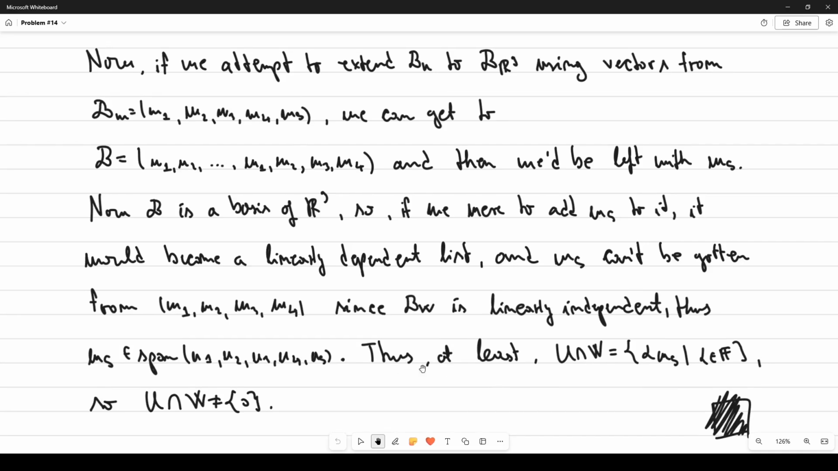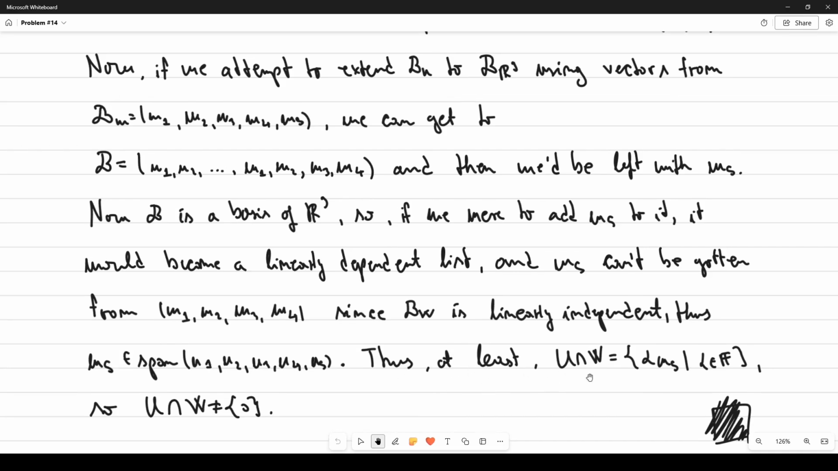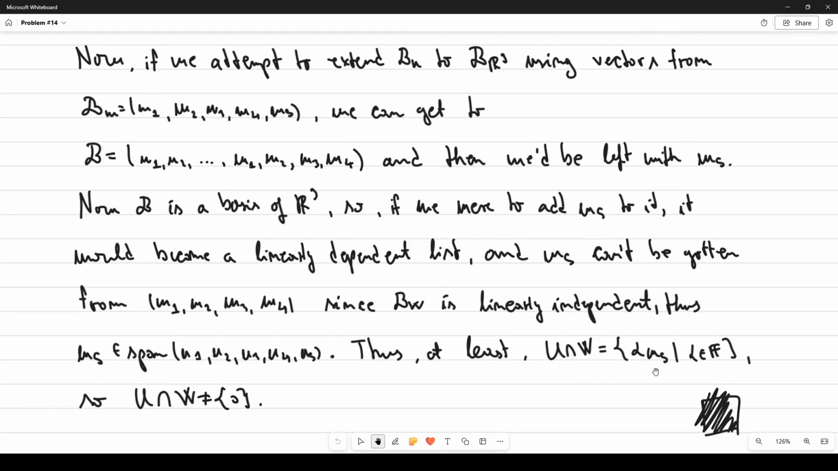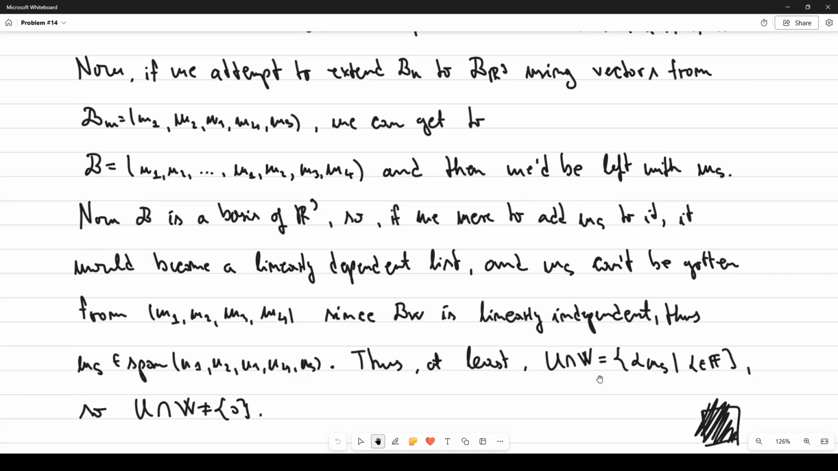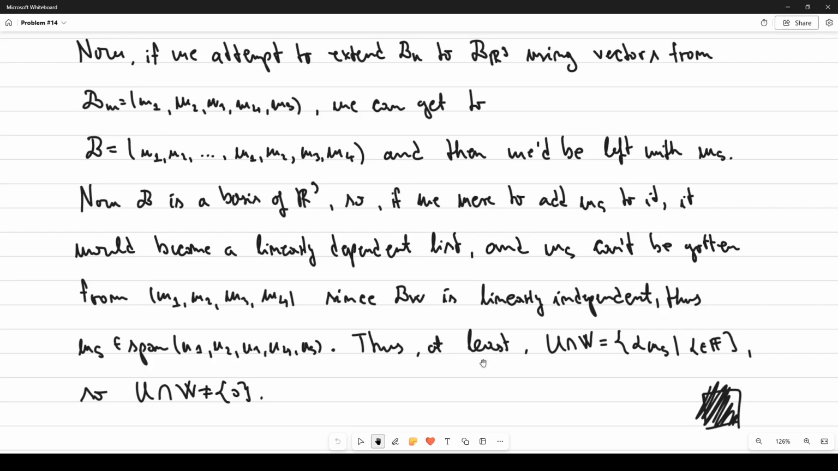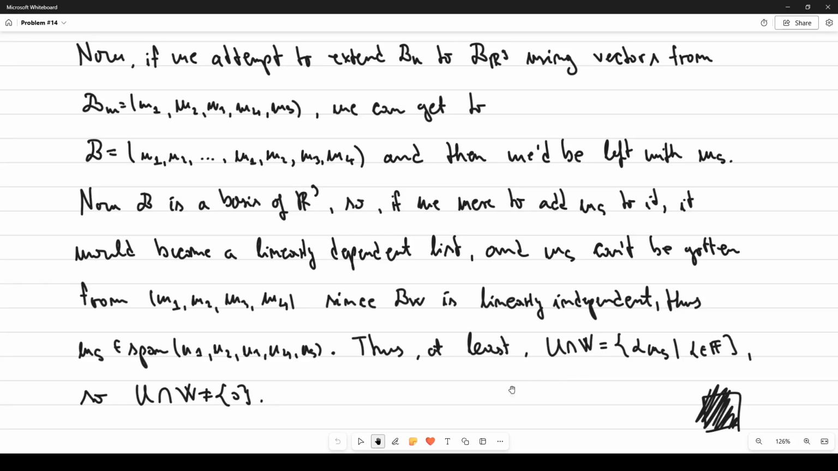Thus, when we take the intersection, at least in the best case scenario, the intersection would be this one-dimensional set. It can be even greater, but in the best case scenario, it would still be one-dimensional. So there's no way for it to be equal to the zero-dimensional vector space, the vector space that only contains the 0 vector. So the intersection cannot be equal to this.